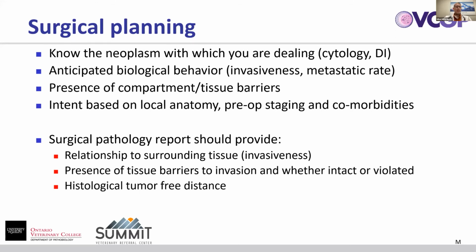And so, again, what we're looking for on the pathology report is the relationship of the tumor to the surrounding tissues, the presence of tissue barriers to invasion, whether they have been violated or whether they are preserved and intact. Again, these are typically what we would call fascial planes. And then ultimately the histologic tumor-free distance on that slide.